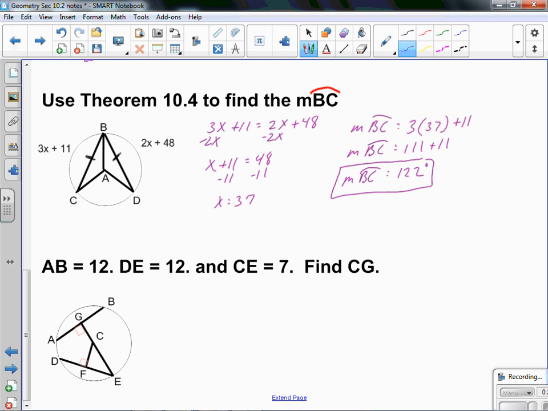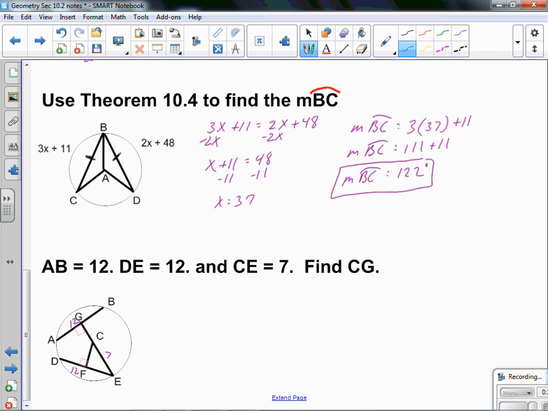All right. So the last one here tells us that the length of AB is 12, the length of DE is 12, and the length of CE is 7. Find the length of CG. All right. So AB is 12, DE is 12, and CE is 7. And it wants us to find CG.